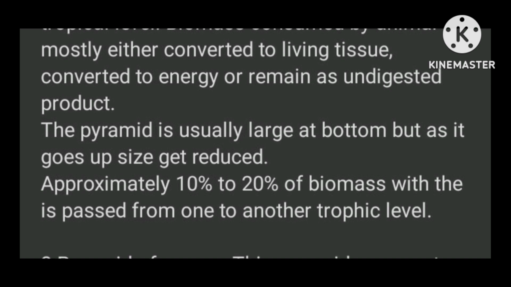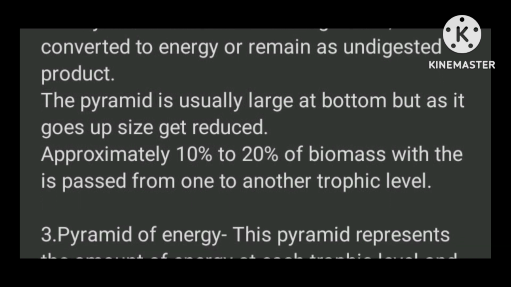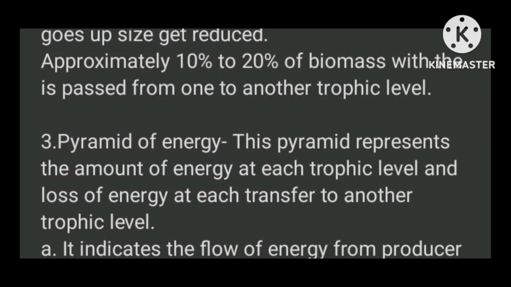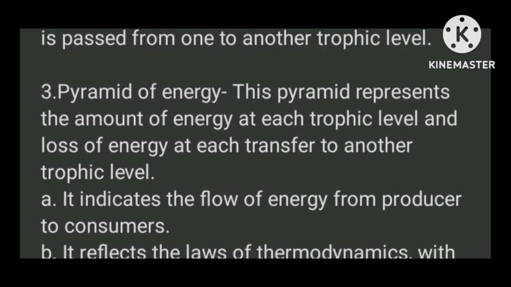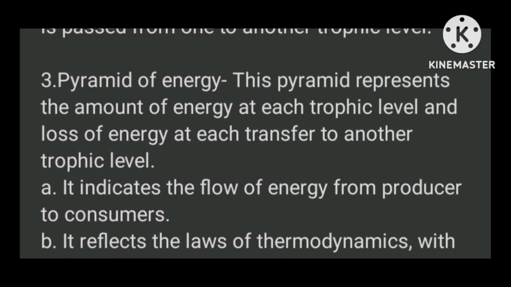The pyramid is usually large at the bottom, but as it goes up, the size gets reduced. Approximately 10% to 20% of biomass is passed from one trophic level to another. Third, pyramid of energy. This pyramid represents the amount of energy at each trophic level and the loss of energy at each transfer to another trophic level.